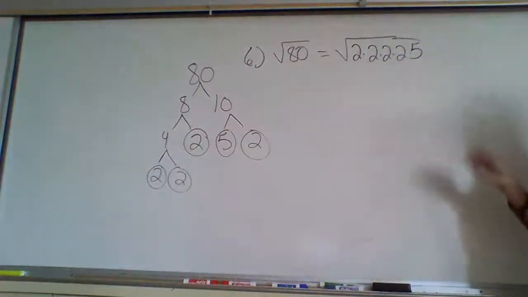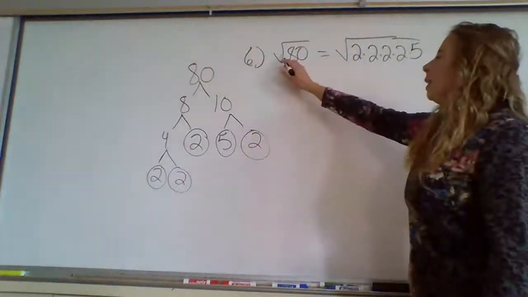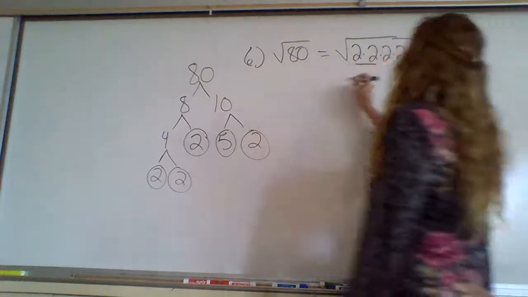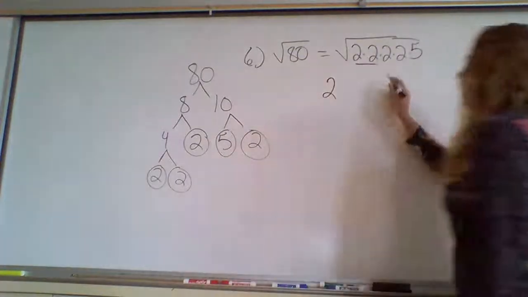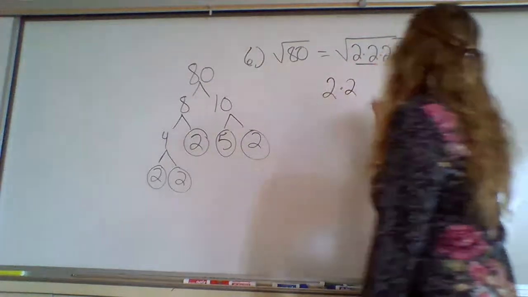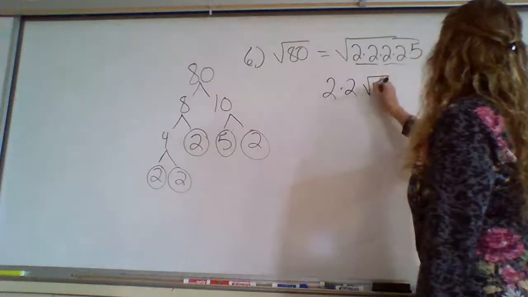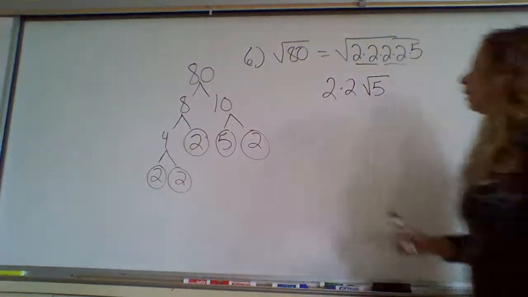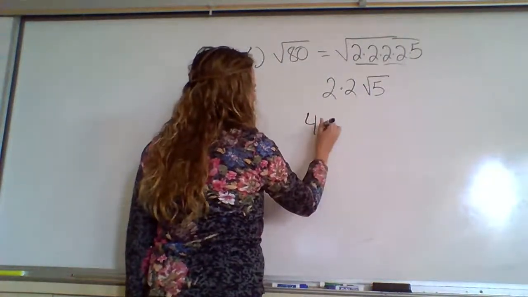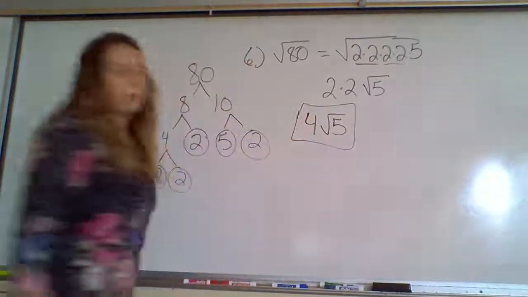All right, now you're looking for groups of 2 because this is the square root. So I have 2 2's. So I pull out a 2, and I have 2 more 2's. So I pull out another 2, and then I only have 1 5. So he stays like that. And then you have 2 times 2, which is 4 times the square root of 5. And that is your final answer for number 6.